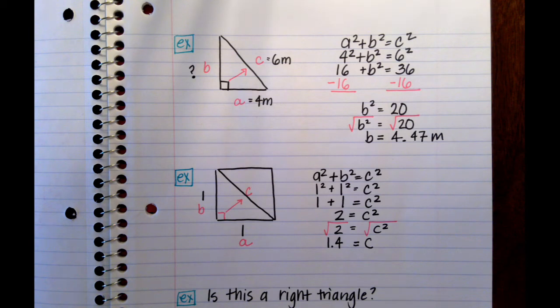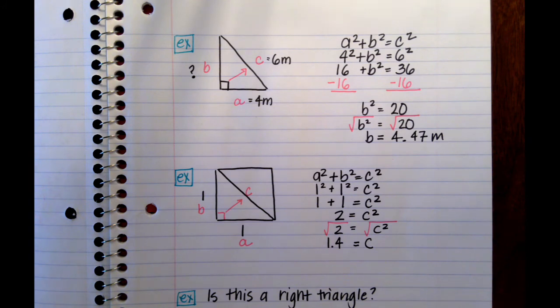And then I went ahead and did the square root of B squared, which is B, and the square root of 20, which I rounded off to 4.47. For our purposes, a lot of the quizzes that you're going to take, they are going to go ahead and find the square root of the number. So get in the habit of practicing that with your calculator.